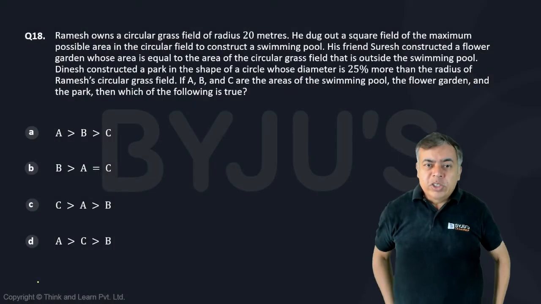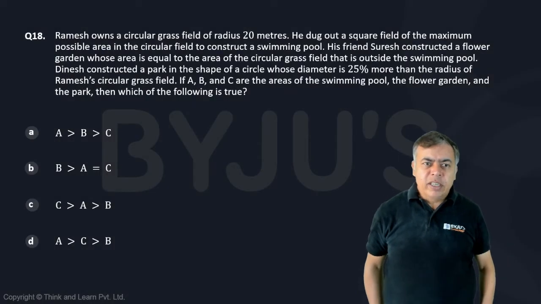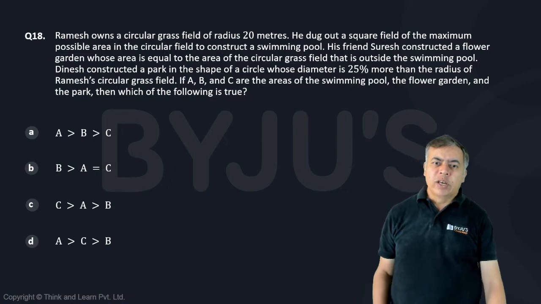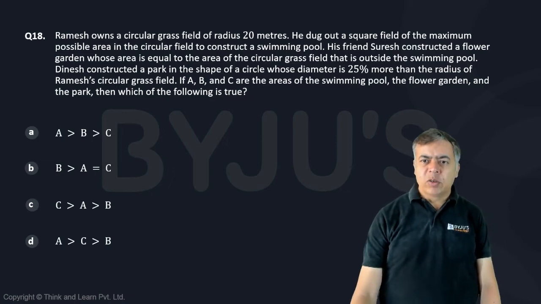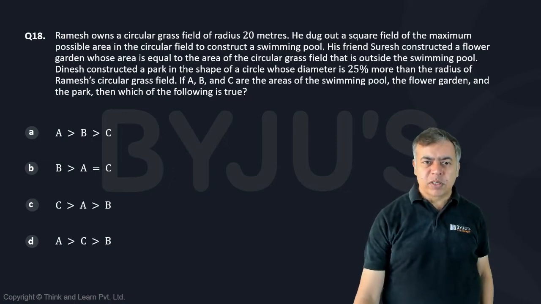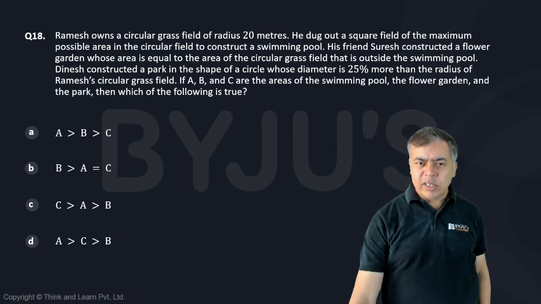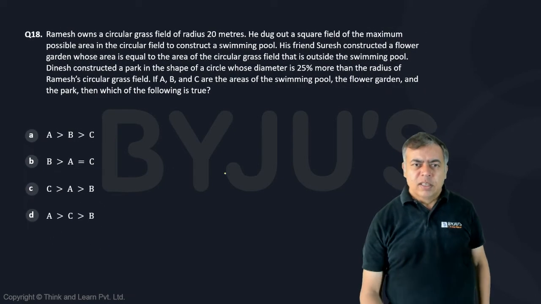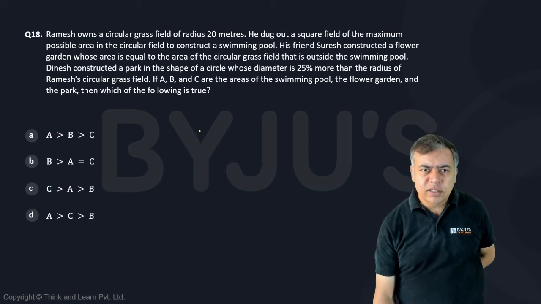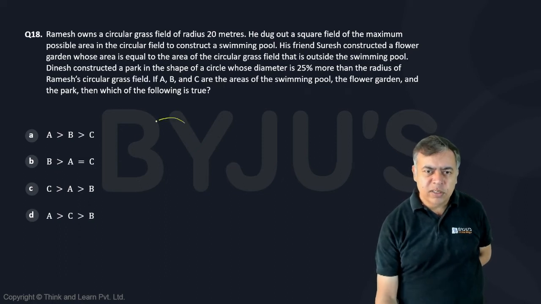Okay, again a question that seems to be of geometry. Ramesh owns a circular grass field of radius 20 meters. He dug out a square field of the maximum possible area in the... I will draw it simultaneously. Let's see. Okay, there is a circle.